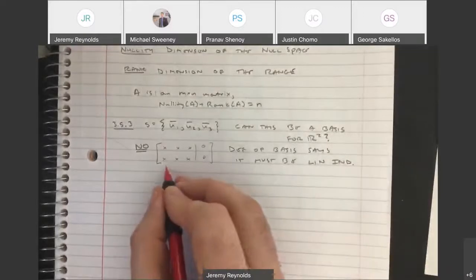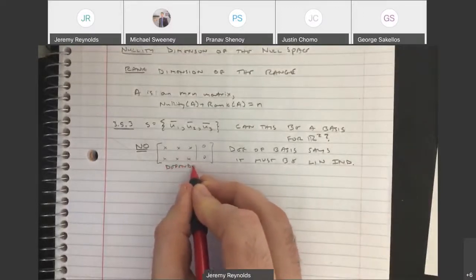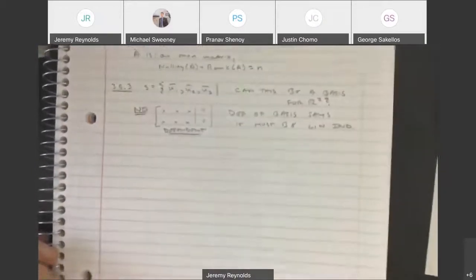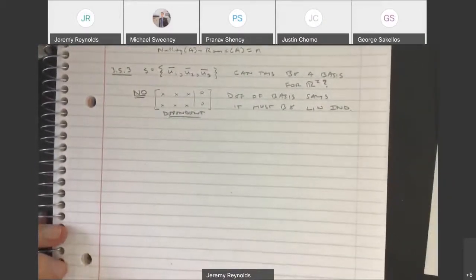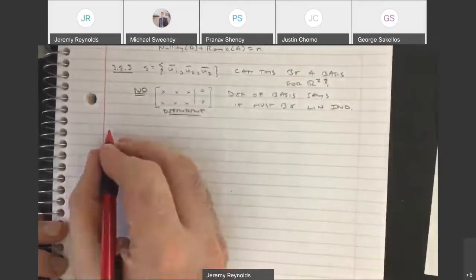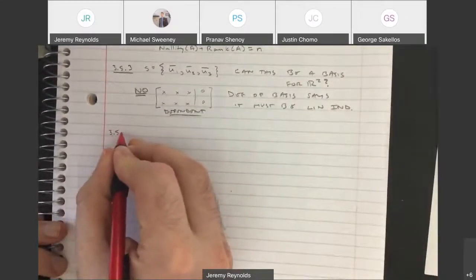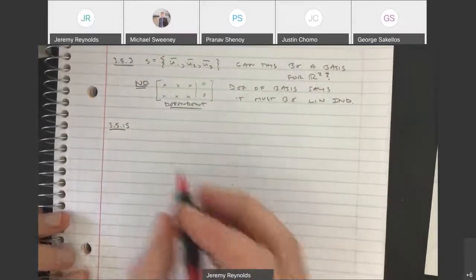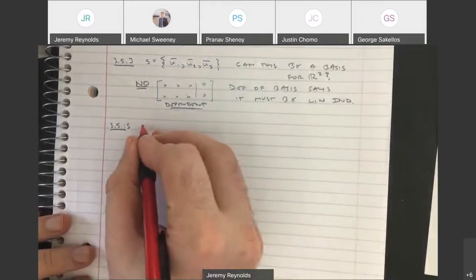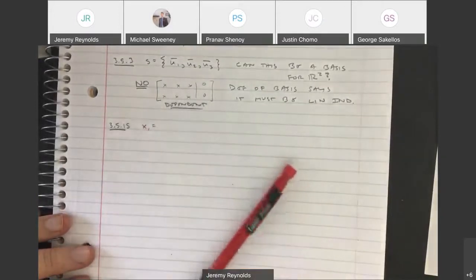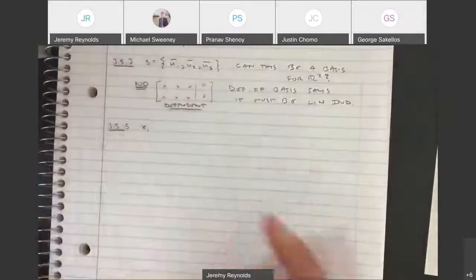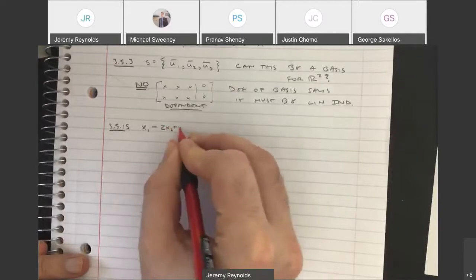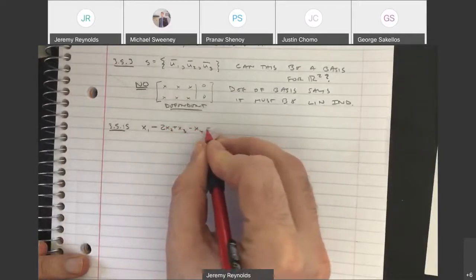So that's just a very quick example, just to show, once again, another attribute. Moving on to 3.5.15. Once again, we have a pretty simple equation. We have x1 minus 2x2 plus x3 minus x4 equals 0.